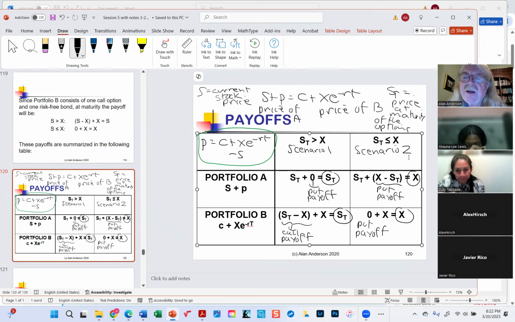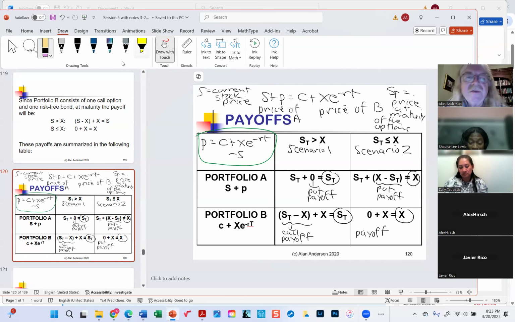Now, in the second scenario, it's different because the stock is always going to be worth S_T on the maturity date. But now suddenly this put finishes in the money, giving us a payoff of X minus S_T. So in scenario 2, portfolio A is worth X dollars. But portfolio B has a call that finishes out of the money. Oh, wait a minute. I just realized that there's a mistake here. This should say call. The treasury bill is worth X dollars. It's guaranteed to be worth X dollars. So those two added together give us an X.